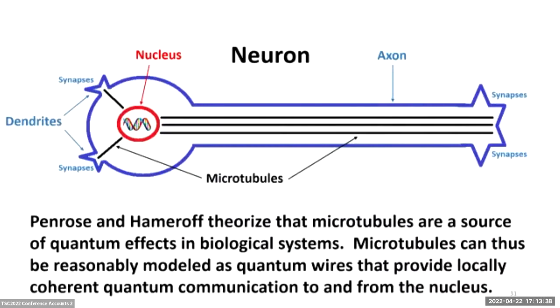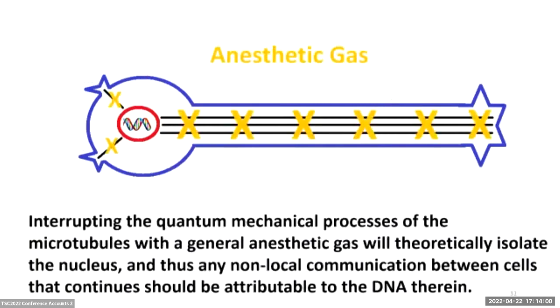Penrose and Hameroff theorized that microtubules are a source of quantum effects in biological systems. And microtubules can thus be reasonably modeled as quantum wires that provide locally coherent quantum communication to and from the nucleus. Microtubules do a whole lot more than just communicate. They also will store information and process information as well.